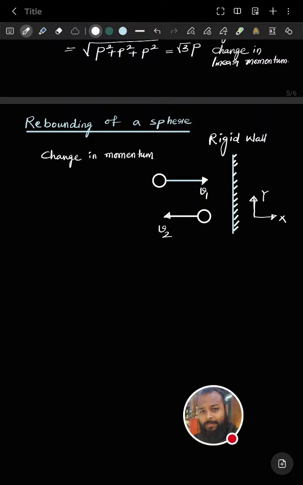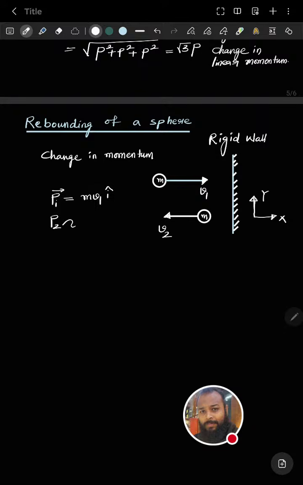Okay, so initially, let's say the mass of this ball is m. Here also, when it comes out, the mass is m. So the initial momentum vector can be written as mass into velocity, so m into v1, but I am writing it as i cap. The reason I am writing i cap is because it is moving towards the right.